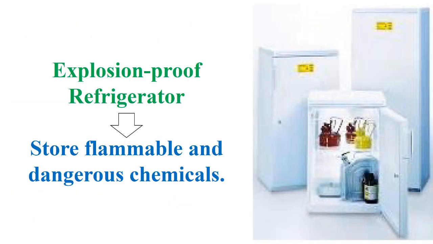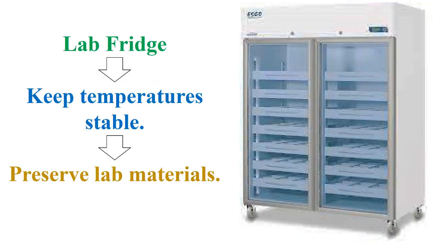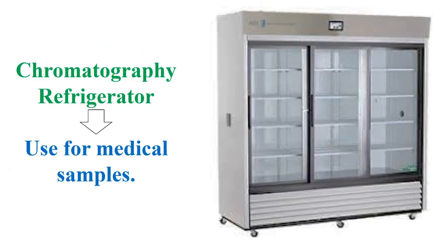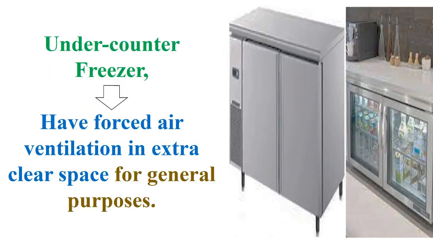In the same line, there are different types of refrigerators and freezers, accomplished for different purposes of biological labs, such as the explosion-proof refrigerator, used to store flammable and dangerous chemicals. While the lab fridge keeps temperature stable to preserve lab materials. Whereas the chromatography refrigerator is used for medical samples. Meanwhile, the under-counter freezer has forced air ventilation, in extra clear space, for general purposes.